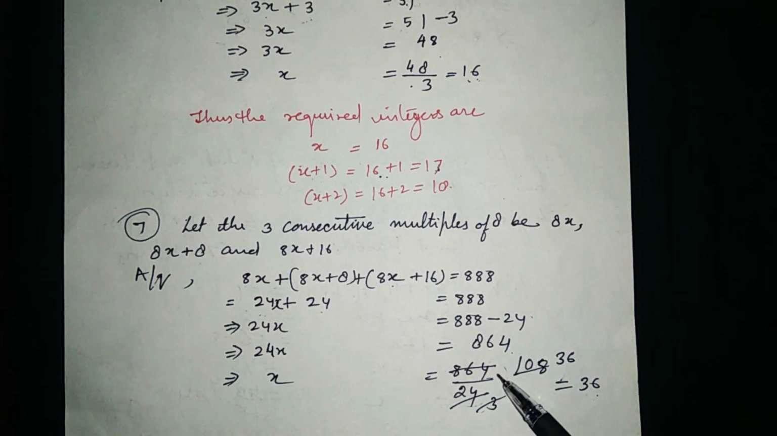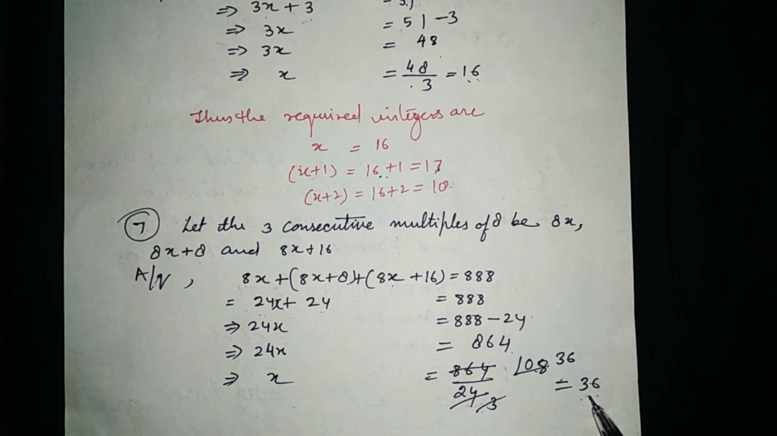Now we will reduce it. First we will take table of 8. 8 3s are 24. Here 8 8s are 64. Now we can reduce it by table of 3. 3 1s are 3, here 3 3s are 9 and 3 6s are 18. So what is coming here? Value of x is coming 36. Now we can find out 3 consecutive multiples of 8, because here we know this 36.